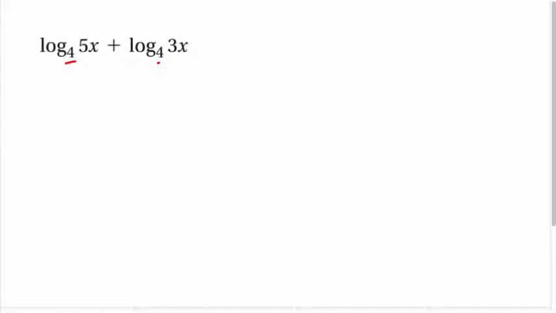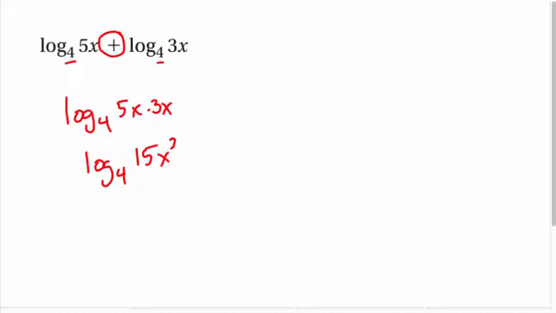Notice my bases are the same. So I'm going to combine these two things with multiplication because this is an addition sign. So this is going to be log base 4 of 5x times 3x. I can simplify this piece. So that's log base 4 of 15x squared. And there's my answer.